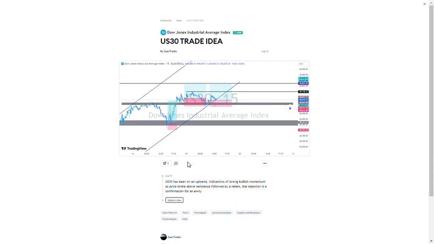As you guys know, every time I share an idea, I have to write what I see. I have to explain what I'm seeing on the setup. So this is what I see. USDT has been on an uptrend. Indications of a strong bullish momentum as price broke above resistance, followed by a retest. A rejection is a confirmation for an entry, right? So this is what I was talking about.